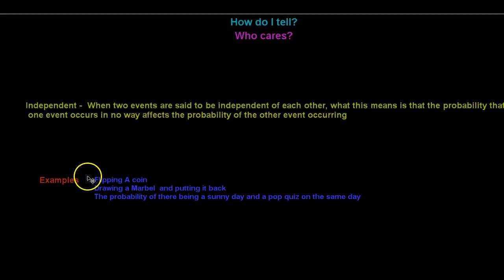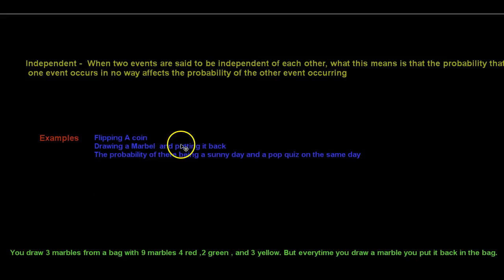Or drawing a marble and putting it back. This is very important. You have to put it back because otherwise that would be affecting each other. Because if you didn't put it back, that would change what the probability was. And another example is the probability of there being a sunny day and a pop quiz. The probability of there being a sunny day and the probability of there being a pop quiz have no relation to each other. There's no way that if there's a sunny day there's also going to be a pop quiz, except maybe if the pop quiz was about rain or something like that. But in general, these are not going to affect each other.